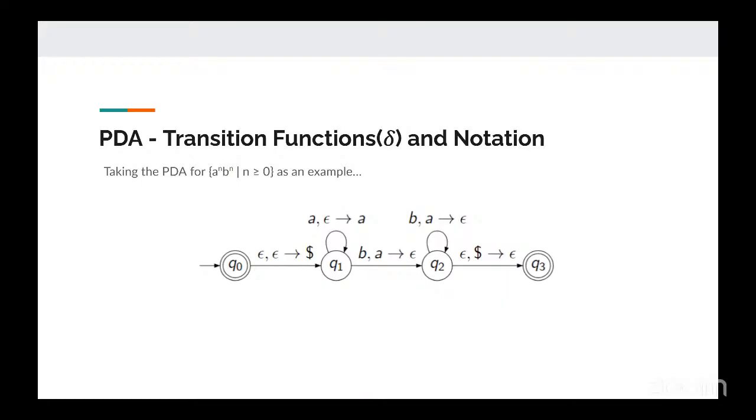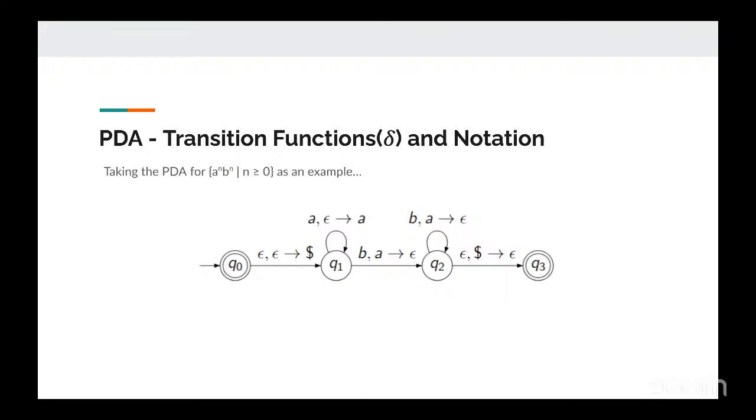Over here, what this is saying is we have to read A as an input. We don't have to pop anything from the stack, but then we're going to push A onto the stack. So what this is doing is it's reading A's and pushing them onto the stack and staying at this state. Over here, for example, I'll do one more.